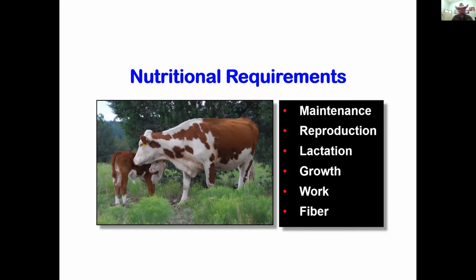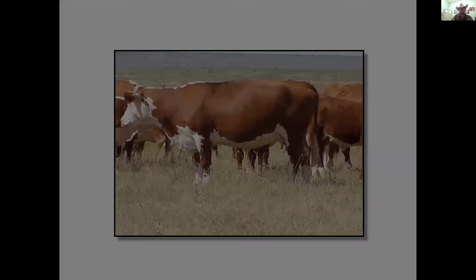Growth. This young calf is going to have to grow to maturity to either be a marketable animal or to return into that reproductive herd. And then in some cultures and some species of animals, they're going to have to work in addition to all of these items above. And then again, some animals, sheep, Angora goats, camels, yaks, they're going to have to produce fiber as well. All of that takes nutrition to meet those needs.